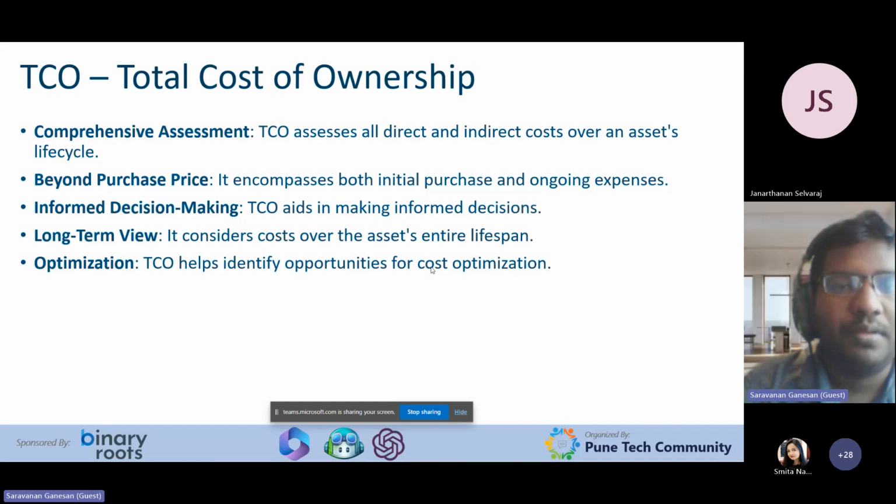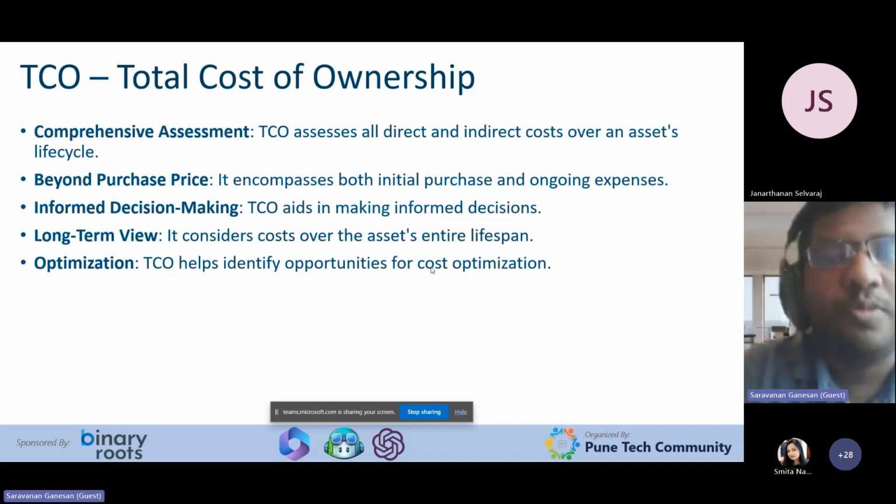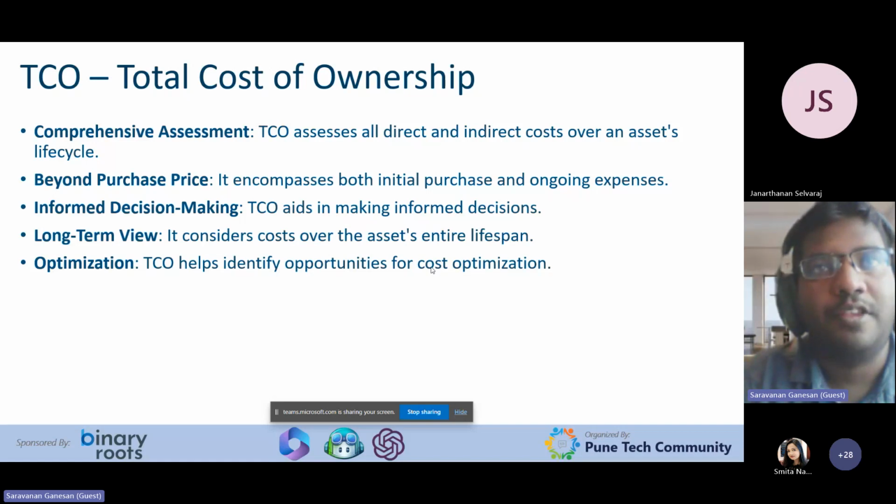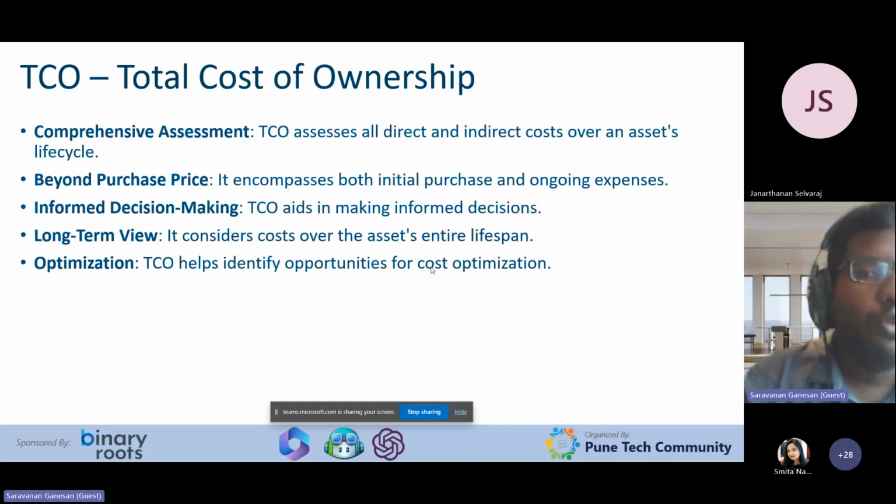Then beyond purchase price, it also tells the insights. For example, if I'm buying a virtual machine for some 2000 rupees or 2000 USD per month, behind that we have some ongoing expenses, like public IP expenses. If you incur a VNet peering, those expenses will be there. So only buying a virtual machine for 2000 USD won't be the whole cost for you, but it will also have recurring expenses like public IP purchase and VNet peering purchase. That kind of information TCO will also be giving you.